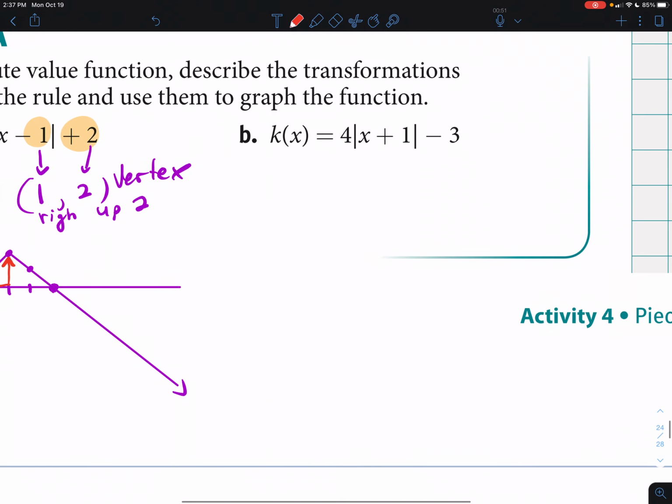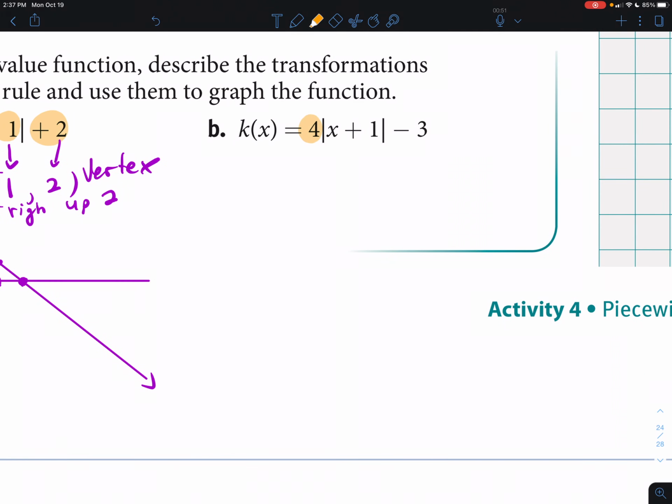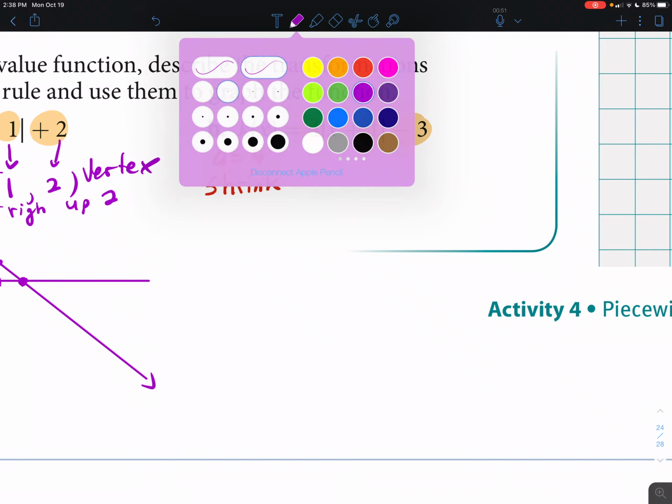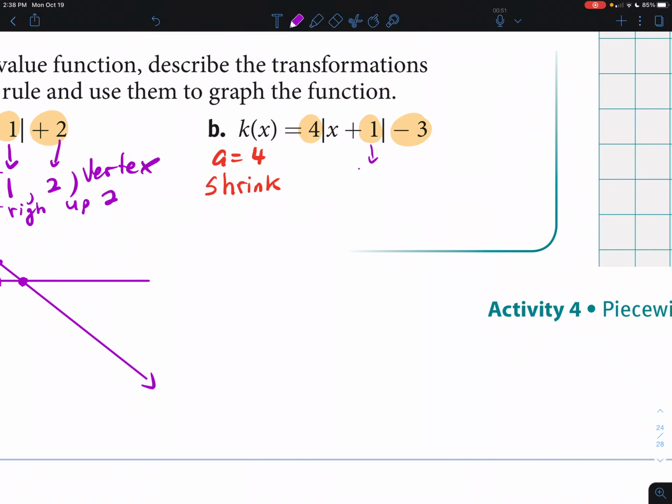All right, on k of x. Here's our A, here's our H, here's our K. Our A is 4, which is greater than 1, so that's going to be a shrink. Our graph is going to get more narrow, get skinnier. Our H is 1, so we're going to use the opposite. And our K is -3, it stays the same. So that's our vertex. Our graph is moving left 1 and down 3 with a shrink of 4.